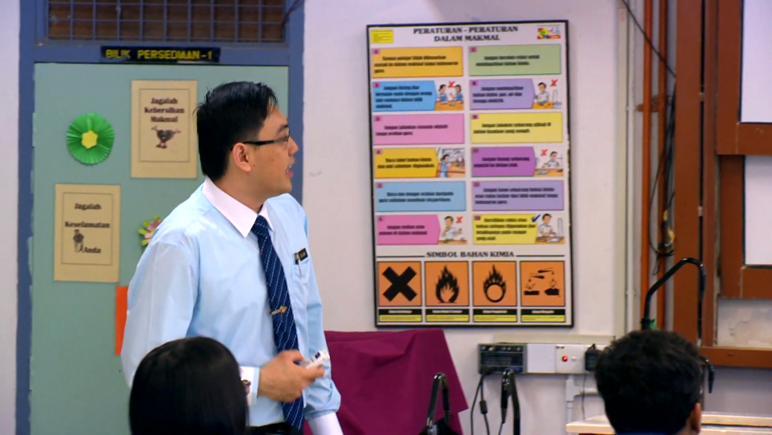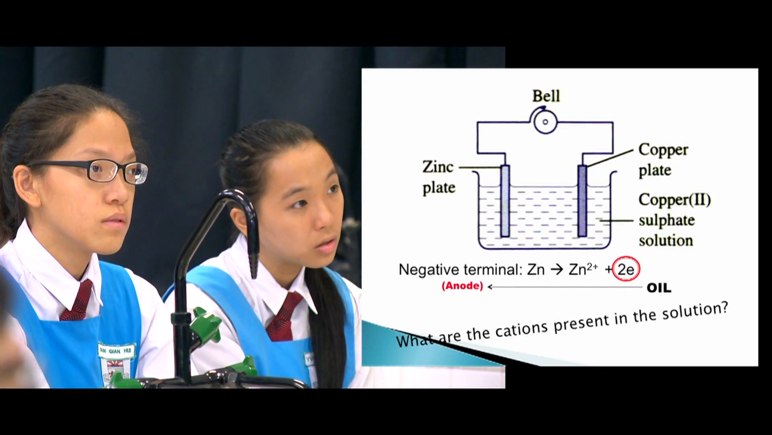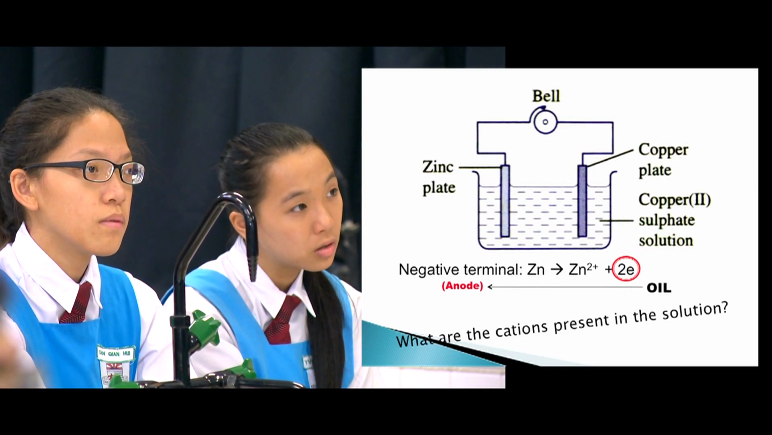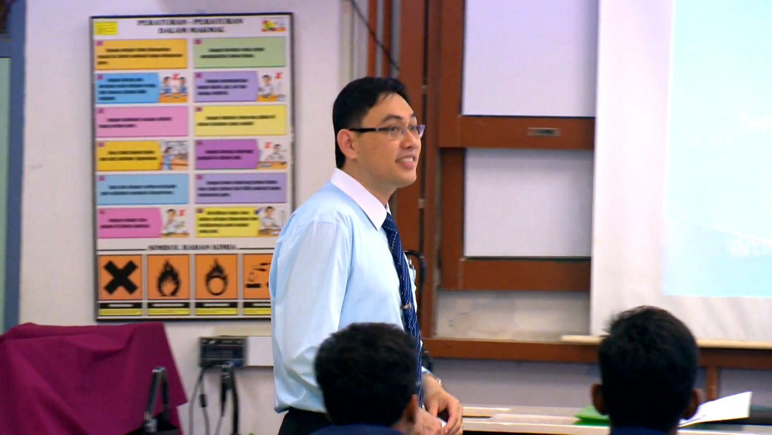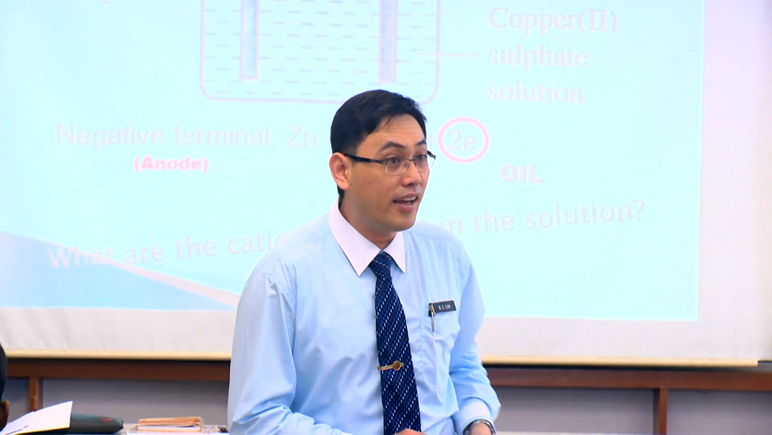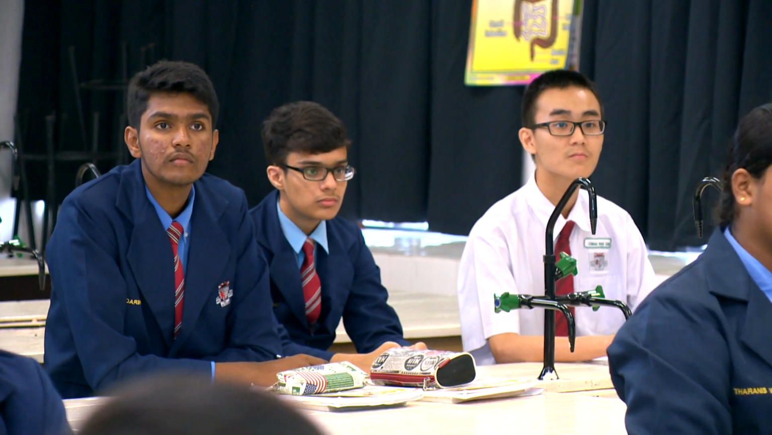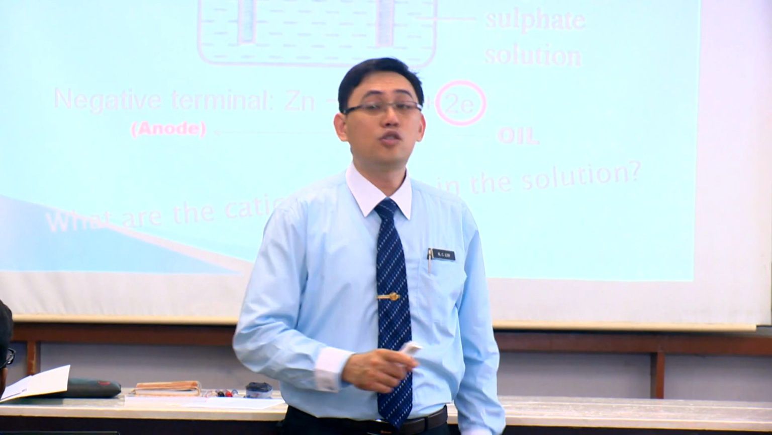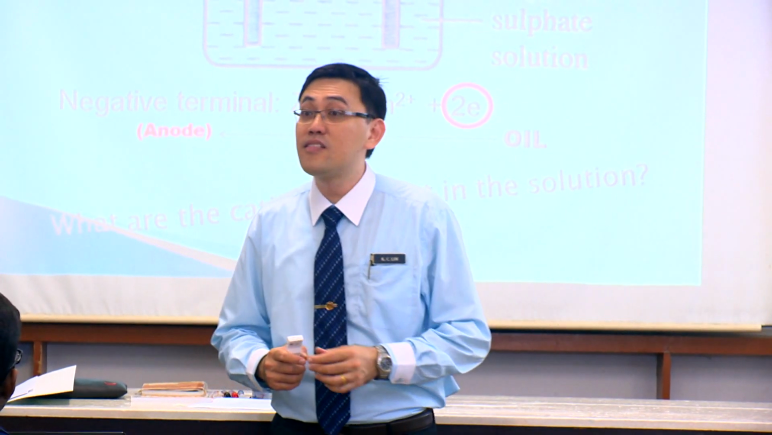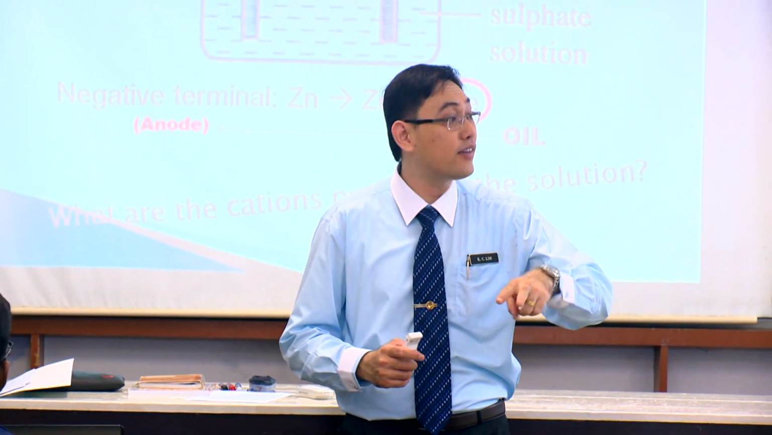Right, next one. What are the cations present in the solution? Anybody can give me the cations present? Nanchen, right? Copper 2 ion and hydrogen ion. Thank you. Among the copper ion and the hydrogen ion, let's have a look at the electrochemical series. Which one is located at the bottom? Copper. So who is going to receive the electron, copper ion or hydrogen ion? Copper 2 ion will receive the electron.